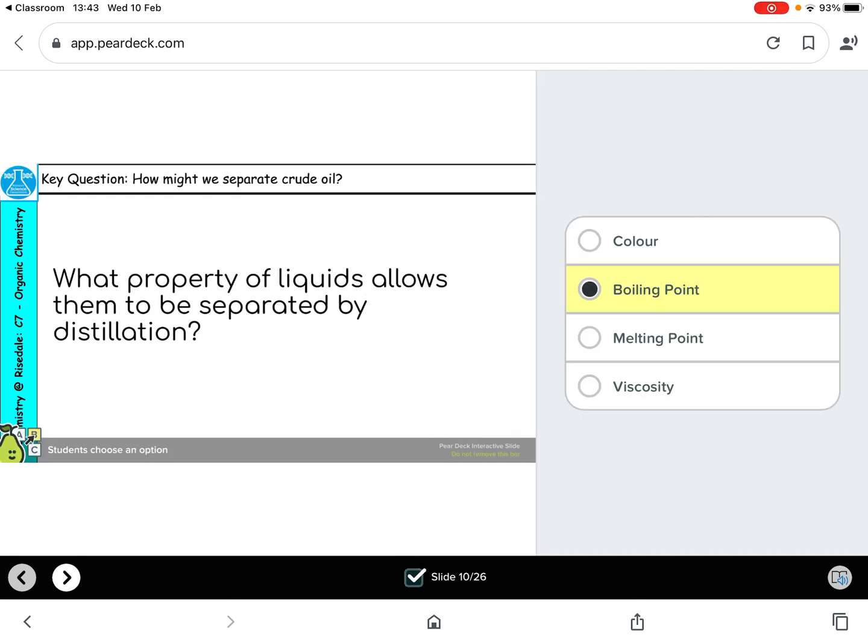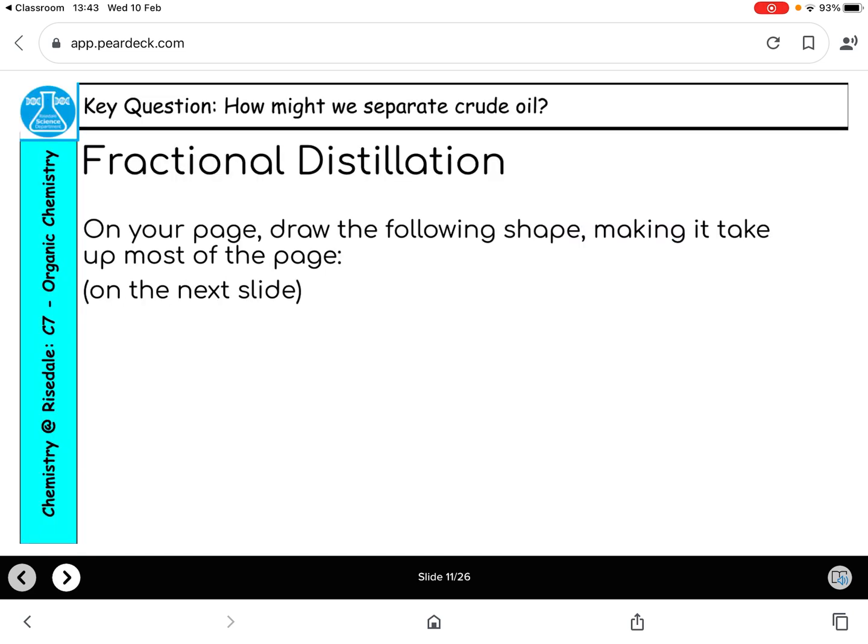Which property of liquids allows them to be separated by distillation? So this is their boiling point. So we passed through then a series of slides asking you to draw and label a fractionating column so that you would have all the information that you needed in one place for this lesson.